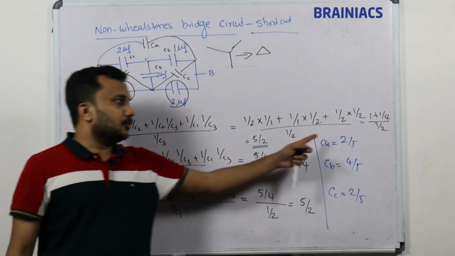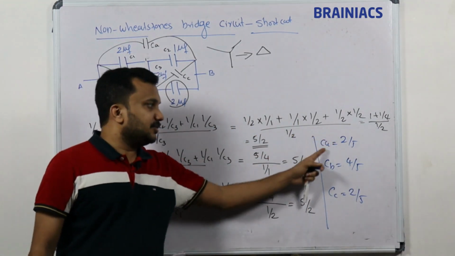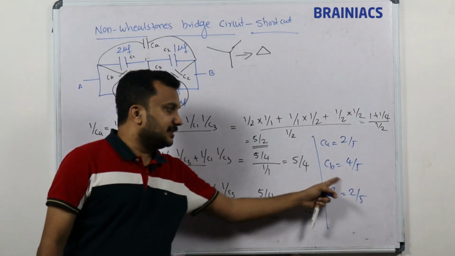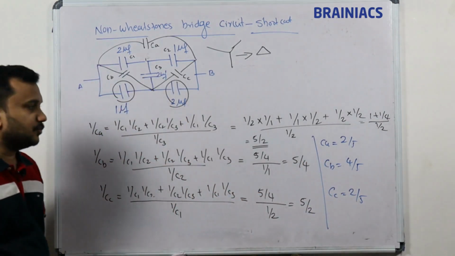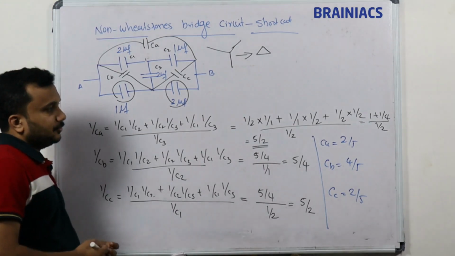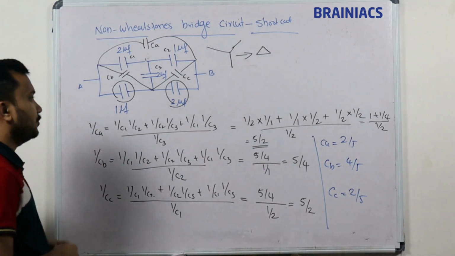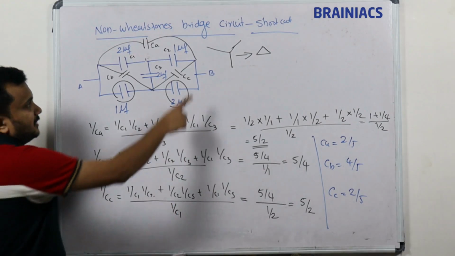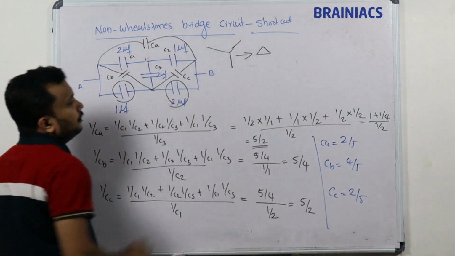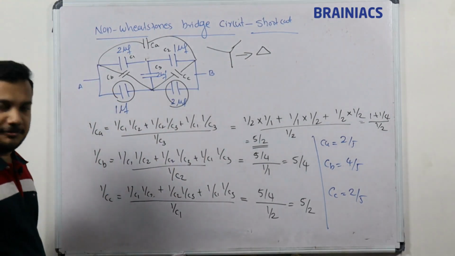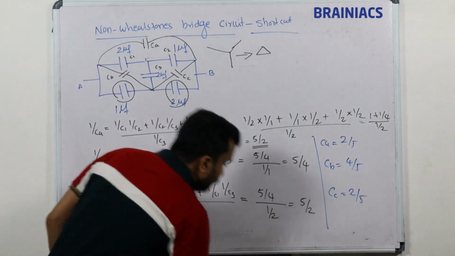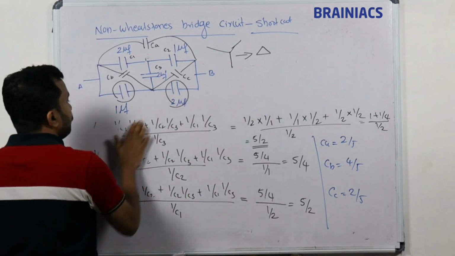So CA is equal to 2 by 5, CB is equal to 4 by 5 and CC is equal to 2 by 5. So we got all the values for this one and we have to make use of these values. Now this is clear. A star network I converted into a delta network, and I got the values. Now I'm going to redraw the circuit and we'll see what is happening.